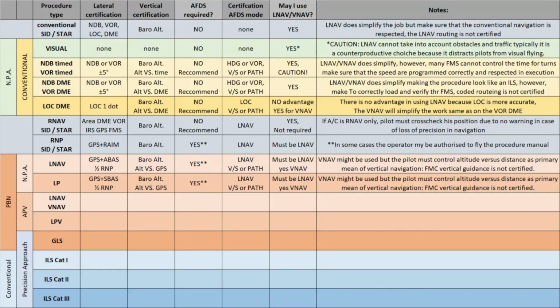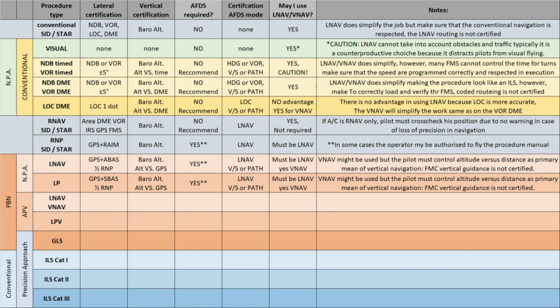Same thing for the LNAV. Same thing if we talk about the localizer performance approach. This time the lateral is based on the GPS augmented by a satellite-based augmentation system. We remain at half of the RNP, the maximum deviation, and exactly the same description we have for the LNAV. Yes, we must use LNAV for the lateral navigation.